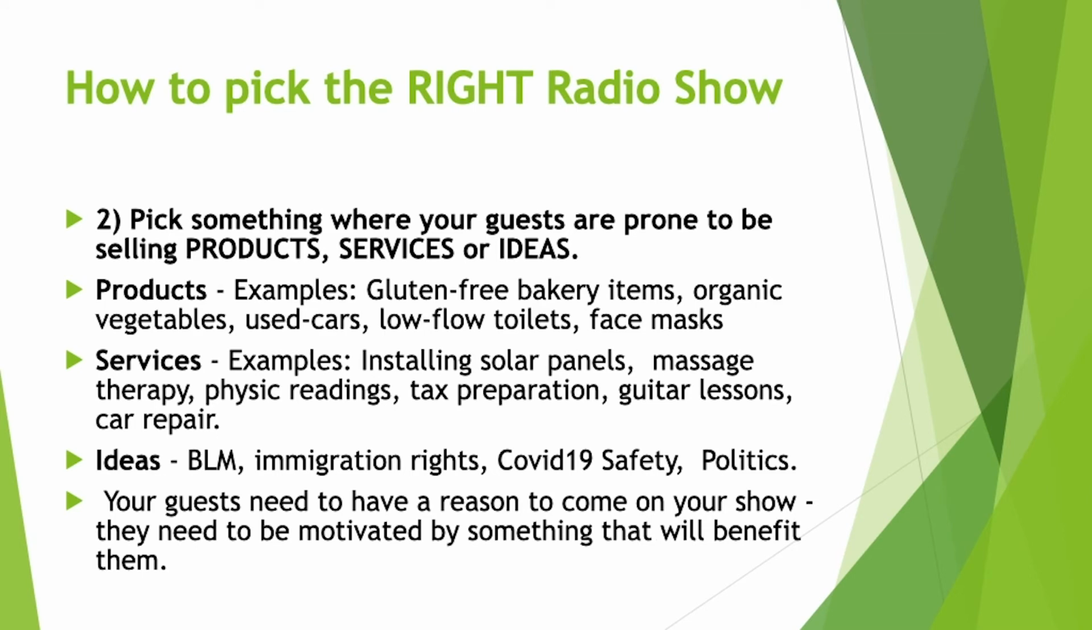Number 2 is pick something where your guests are prone to be selling products, services, or ideas. Here's some examples of all 3. Products could include gluten-free bakery items, organic vegetables, used cars, low-flow toilets, music. Services include things like installing solar panels, massage therapy, psychic readings, tax preparation, guitar lessons, car repair. And ideas would include things like Black Lives Matter, immigration rights, COVID-19 safety, politics.